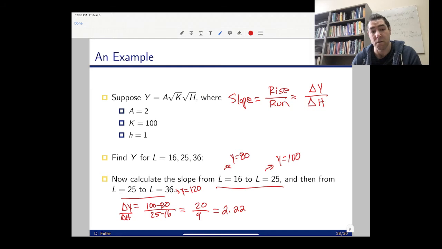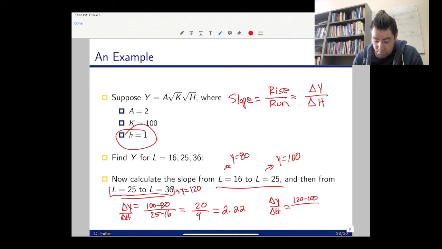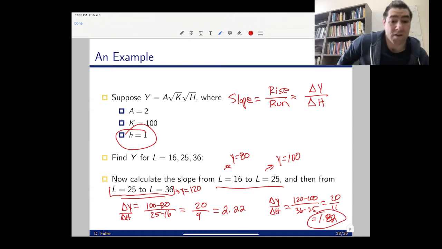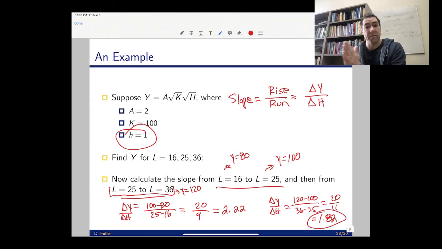Now, what happens when L is a little bit higher? From L equal to 25 to L equal to 36, the slope, the change in Y over the change in H, or L in this case, because little h is 1, they're the same, is 120 minus 100 over 36 minus 25. So that's 20 over 11, which is about 1.82. Okay, so notice that as my labor, or efficiency units of labor, is increasing, the slope, the extra output I get, is decreasing. And we have a particular name for that phenomenon.